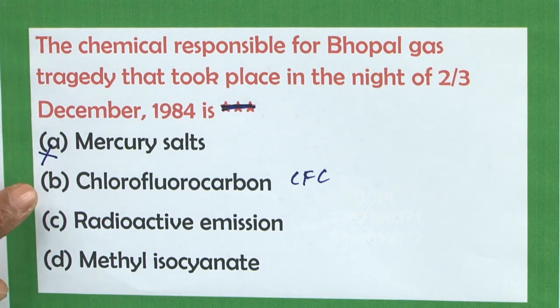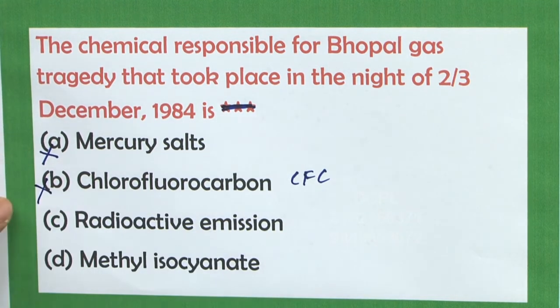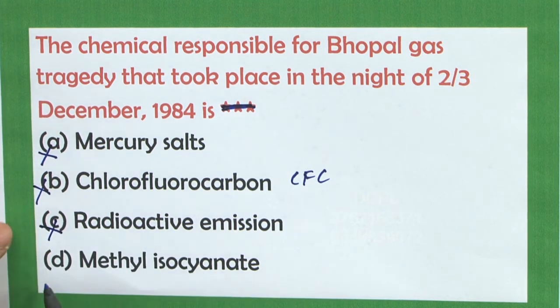So, chlorofluorocarbons were not the pollutant which was released during the Bhopal gas tragedy. This is ruled out. Nor was it a case of radioactive emissions, which can happen if there are leakages from nuclear power plants or any other nuclear installations and operations. So the right choice is methyl isocyanate, which is a gas, a dangerous one, very, very poisonous.